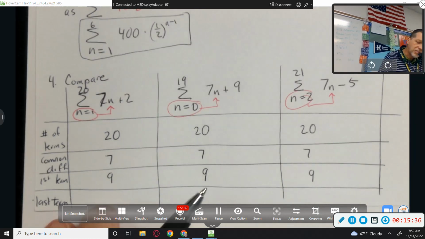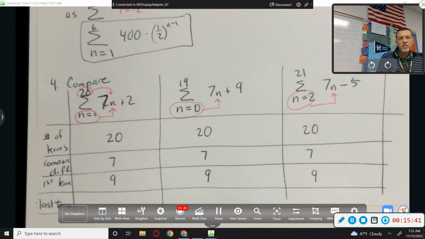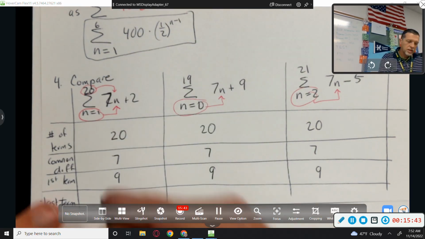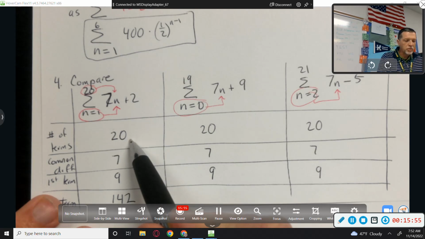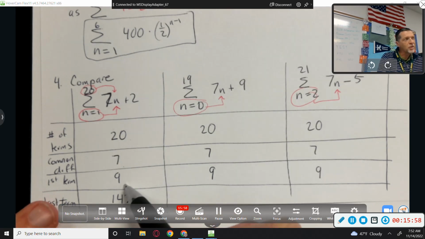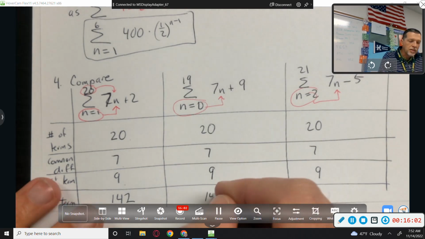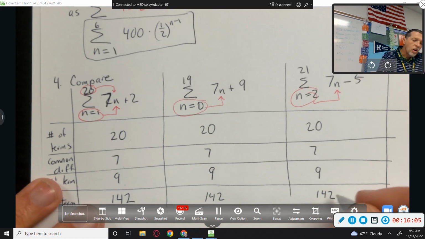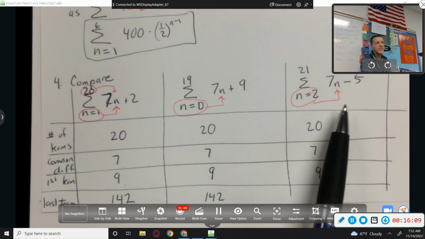How about, let's check the last term. If I plug in the top number, 7 times 20 is 140, plus 2 is 142. Now the others are a little harder on the math, but if they have the same number of terms and the same common difference and the same first term, what do you think about their last term? It's going to be the same. And so all three of those, even though they look very different, it's the same set of numbers.